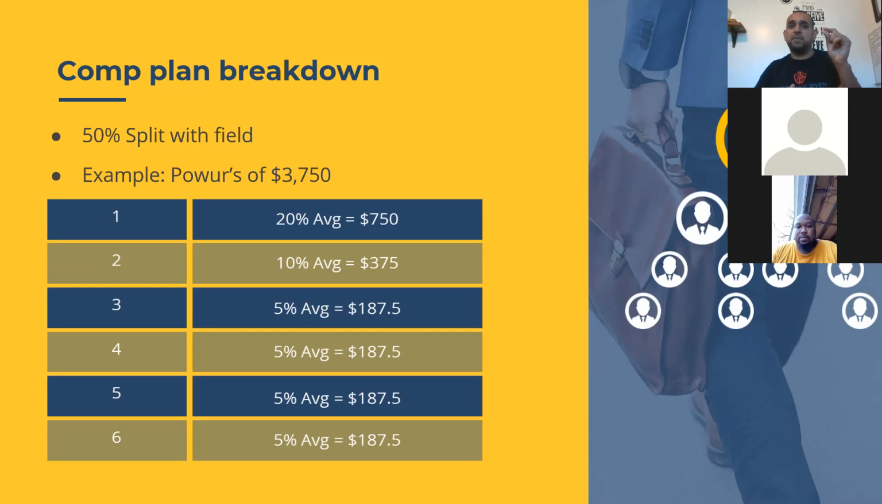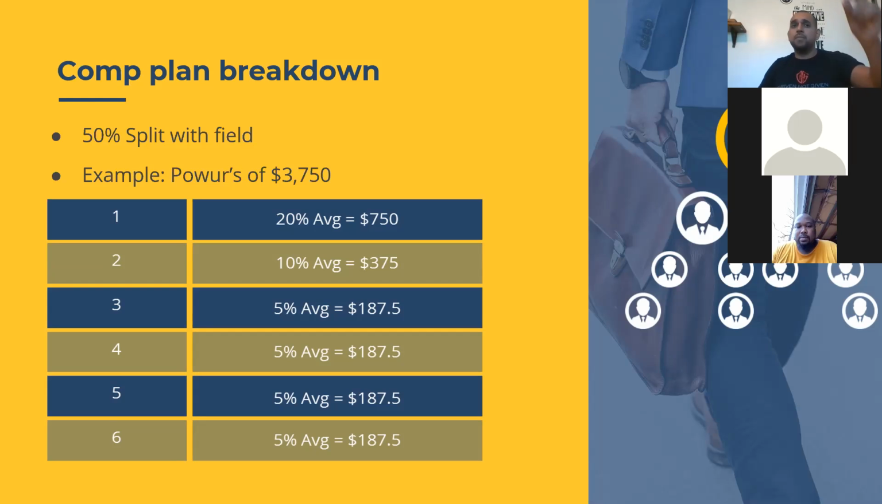10% of $37.50 equals $375. So in this example, let's say you sponsored me and Joe sponsored you, right? Joe's cut would be $375. Then above him, the guy that brought him makes $87.50, and then the next, so levels 3 through level 6 make 5% of whatever Powur keeps.